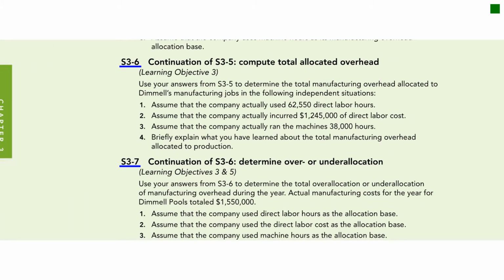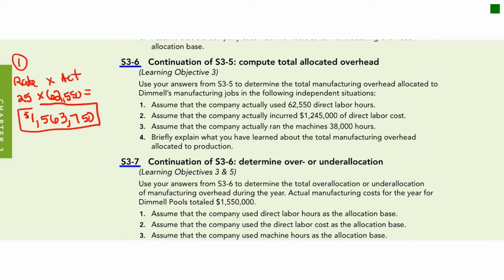Okay, so in 3-6, it says use the answers from 3-5, and we're going to do the allocation. So on number 1, if you recall, the rate was $25. So again, we got the rate times activity, and so it was $25 per hour. We're going to multiply that by 62,550, and that's going to be our allocated overhead. We're going to get right at $1,563,750. So that would be your allocated overhead using that as your rate.